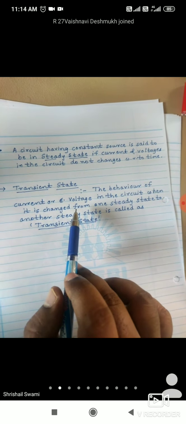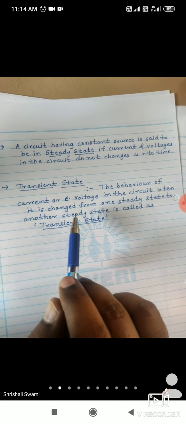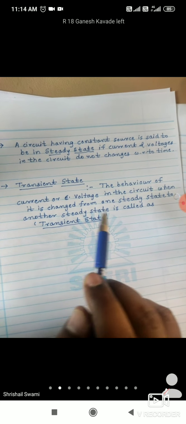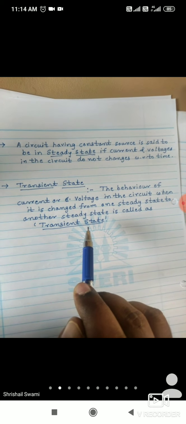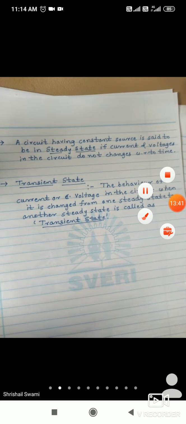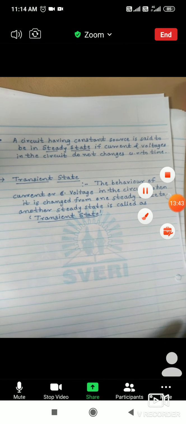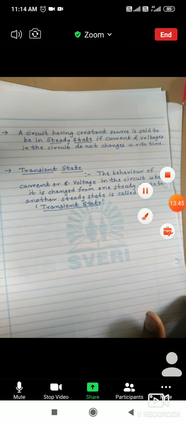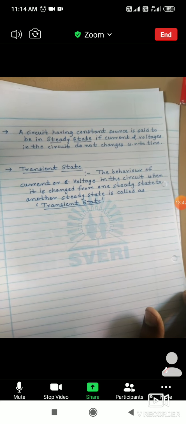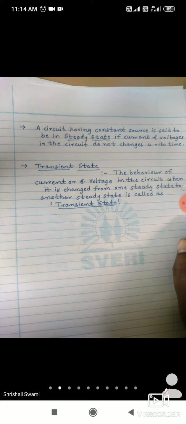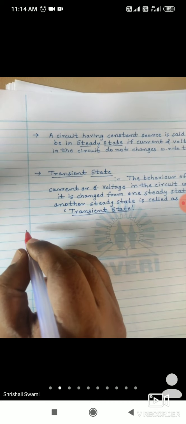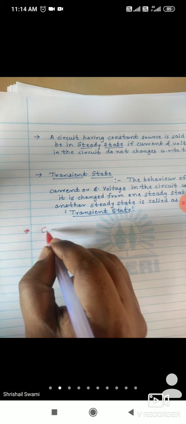So make it underline. The behavior of the current or voltage in the circuit when it is changed from one steady state to another steady state, that behavior is called as what? The transient state. Understood? So we are learning the transient state with the help of the steady state values. Okay. Now next, this was the title of the chapter. After that, the central idea of the chapter, what we are going to learn in this unit.